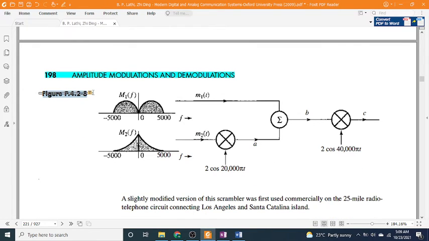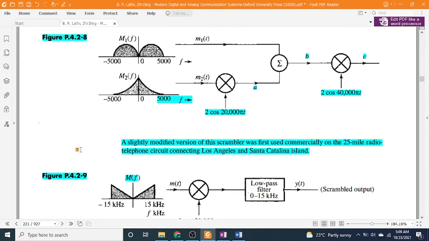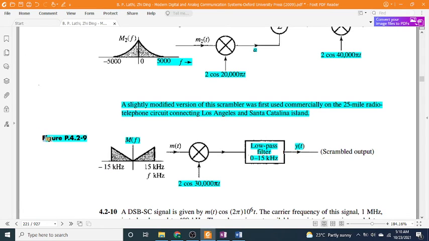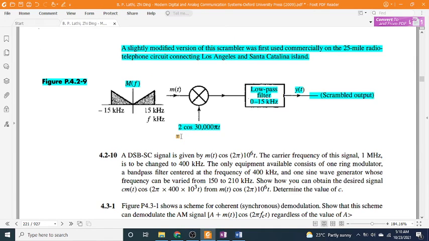Figure P4.2-8. Figure P4.2-9. The figure shows carriers 2 cos 40,000πt, 2 cos 20,000πt, and 2 cos 30,000πt, and a low-pass filter 0 to 15 kHz, with scrambled output y(t). A slightly modified version of this scrambler was first used commercially on the 25-mile radio telephone circuit connecting Los Angeles and Santa Catalina Island.